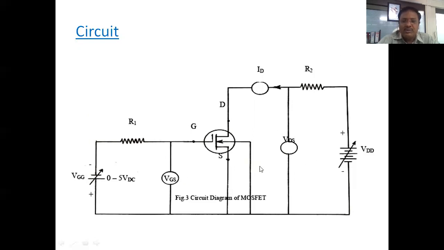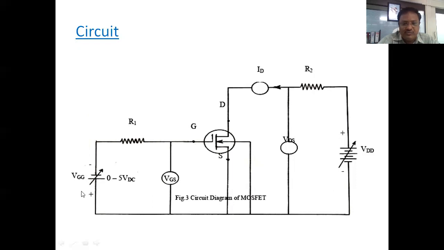Now in this particular characteristics circuit, we are using two resistors, R1 and R2. To perform the practical and plot the drain and transfer characteristics of the MOSFET, we have some conditions. Initially we are going to plot the drain characteristics, in which the VGS voltage is constant. So we should apply VGS equal to, say, 1 volt, right?